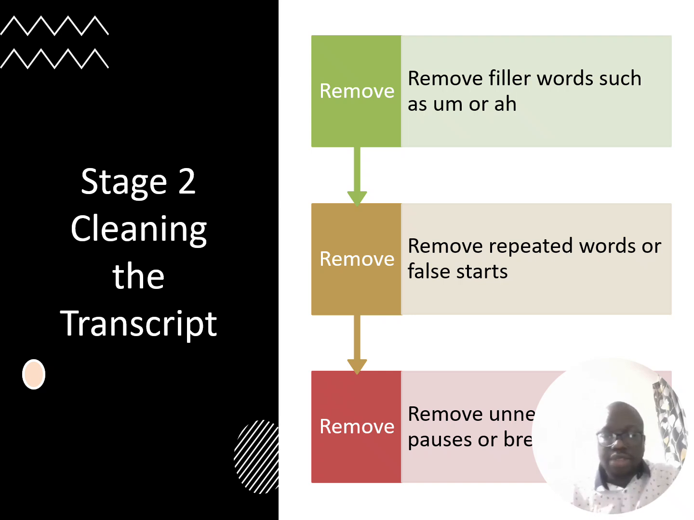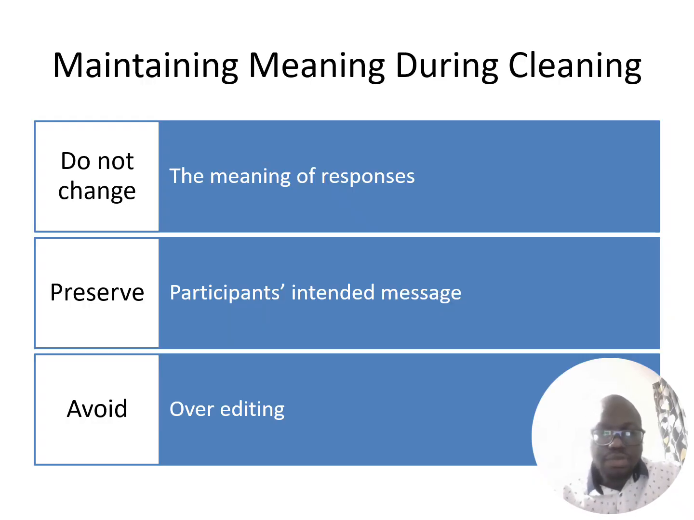Some places is a timestamp, some places is just somebody else's interruption that has been captured. So you want to ensure that they read as sensible sentences. So that is the aim of this cleaning bit. So for this one, ensure that you don't change the meaning of sentences or words. Still maintain the integrity of what the person is saying. Keep what the person is saying. So keep the intended message.